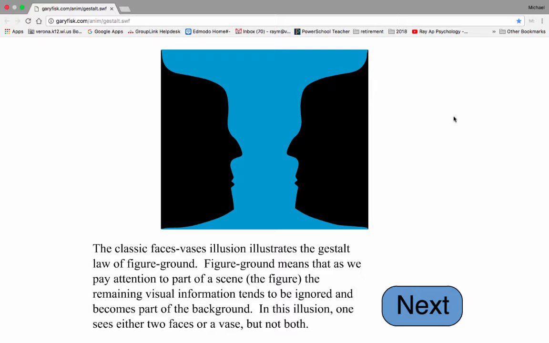Whatever you see demonstrates the first task, which is separating figure from ground. And it's difficult to see both simultaneously. Although this is a pretty simple object and you probably can, we typically see one or the other and not both.